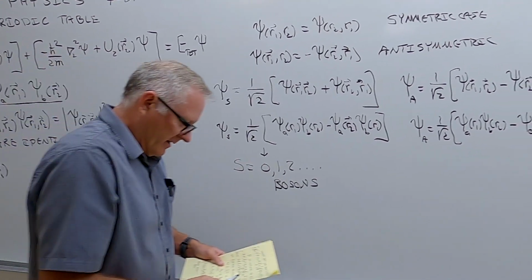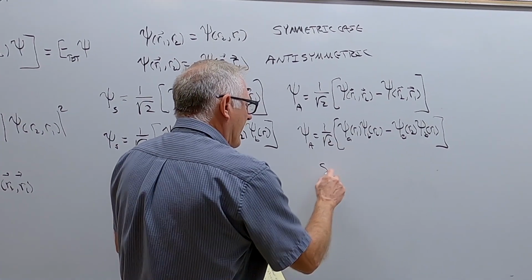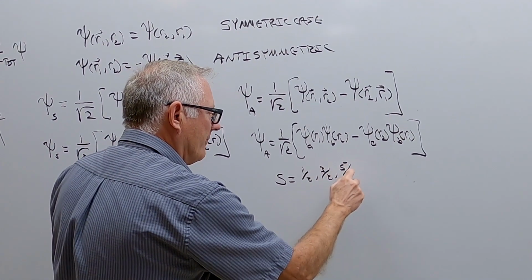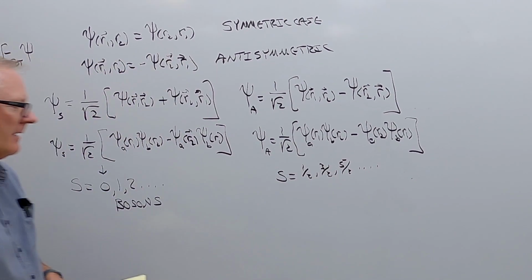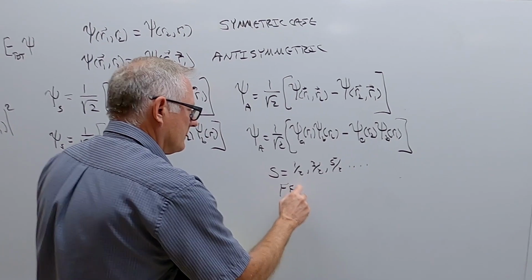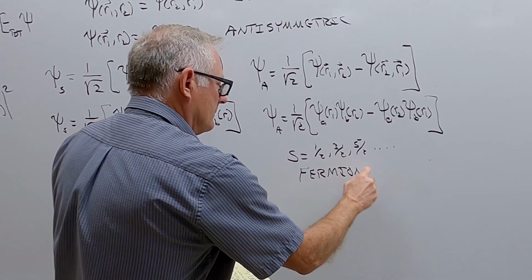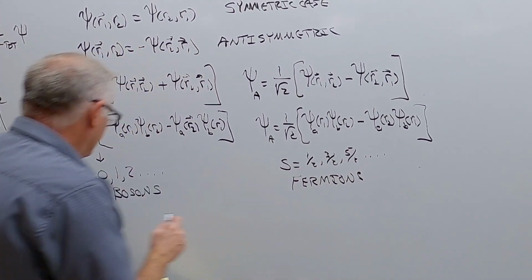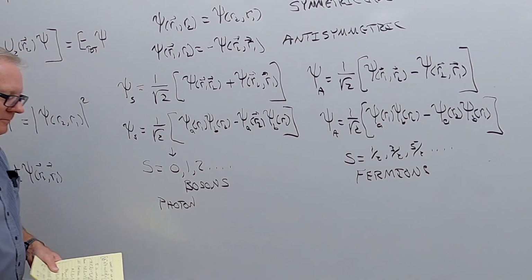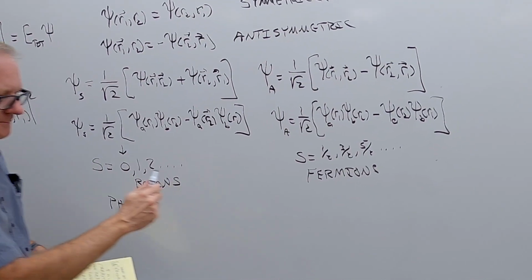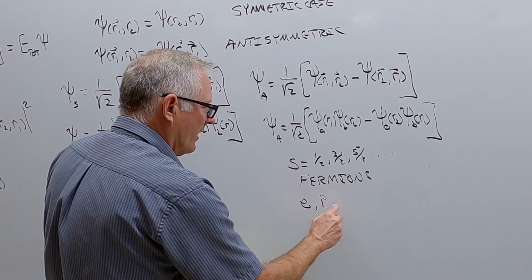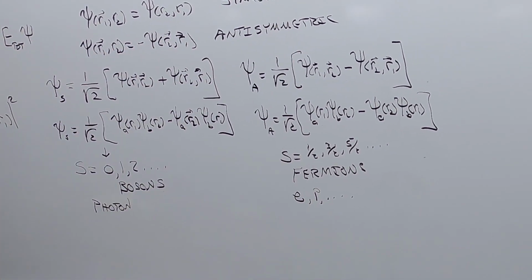These ones over here have half integer spins: 1 half, 3 halves, 5 halves, and so on. These ones we called fermions. The photon would be 1 over here. All the force carriers would be over here. The electron, the proton, and so on. The muon, all of those are over here.